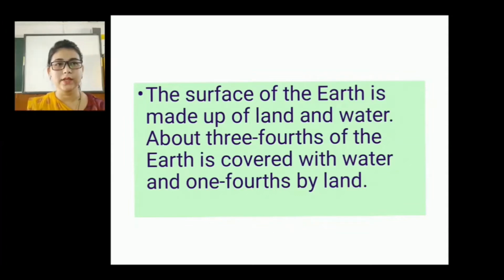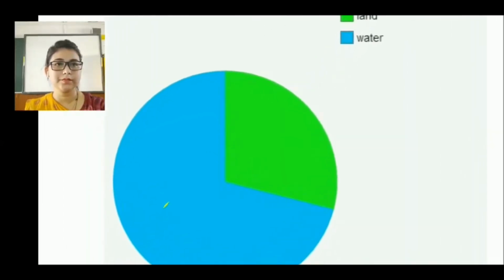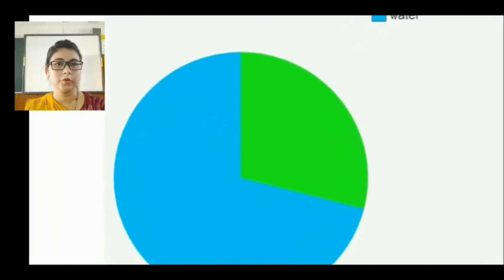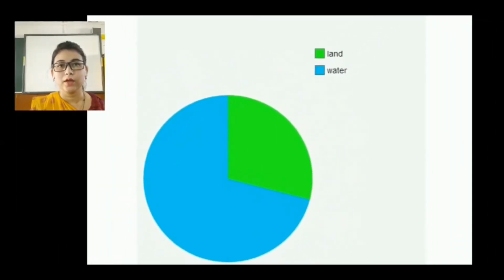Let's see in the next picture how much part is covered with water and how much part is covered with land. Now students, here you can see the blue part. This is the water amount on earth, 3/4 part of the earth. And 1/4 part of the earth is covered with land, that is given in green color.